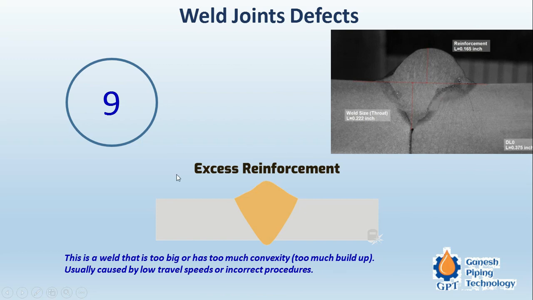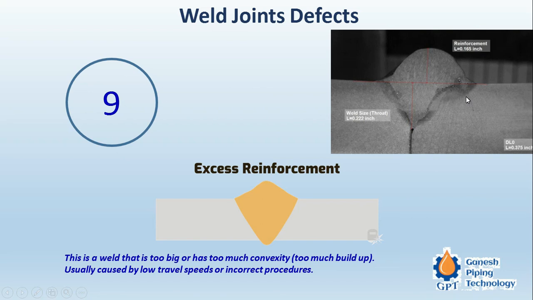So this is called excess reinforcement, and it has no good or homogenizing effect on the joint, and because of this the weld may easily break up at these particular portions.